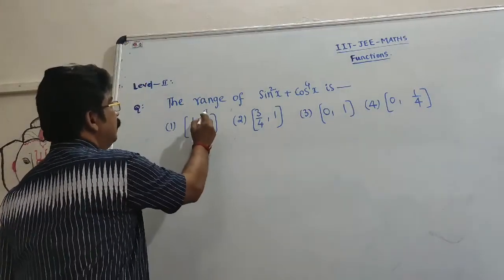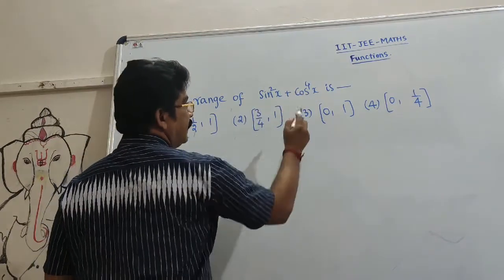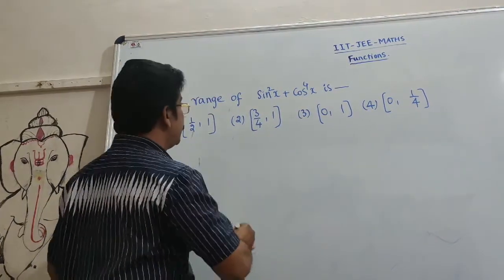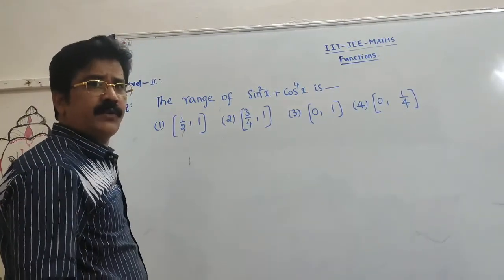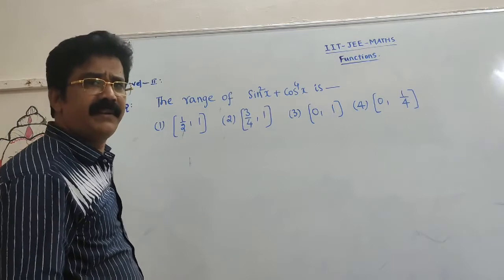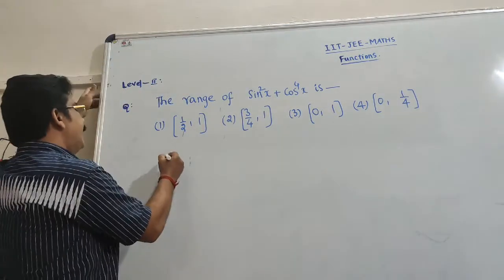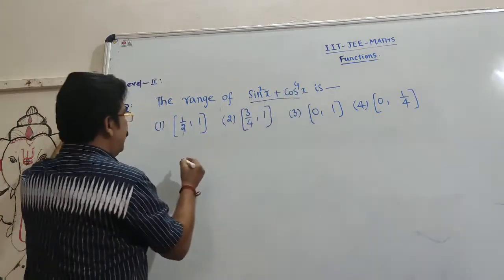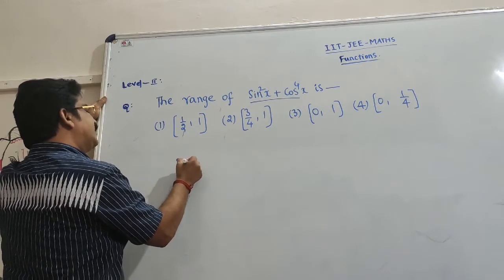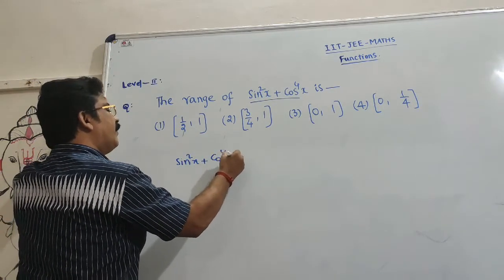Next question. The range of sin square x plus cos to the power of 4x is what? This is the question. Actually, already I said there is no fixed method for finding the range in algebra. So let us first simplify the given function. Given function is sin square x plus cos to the power of 4x.